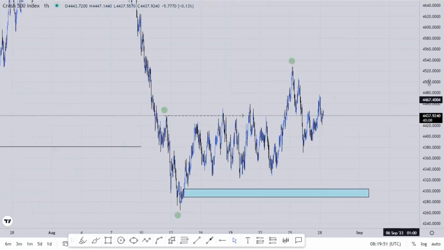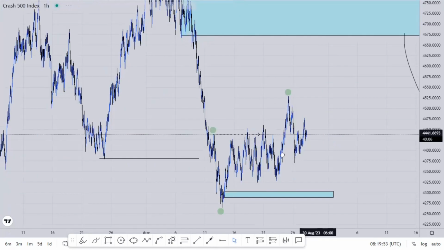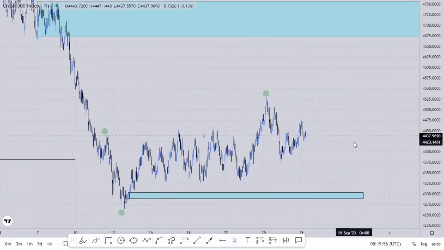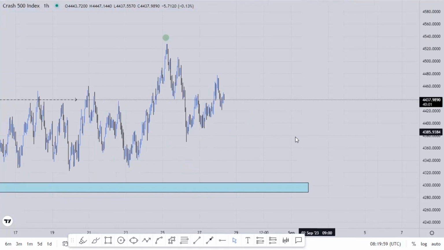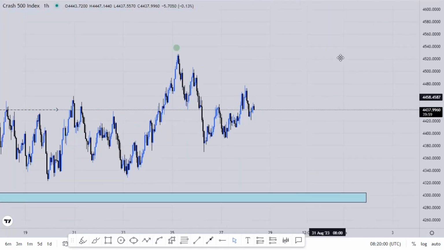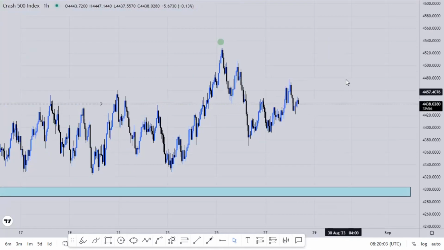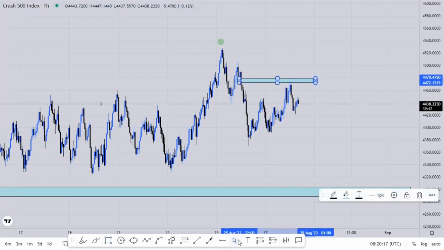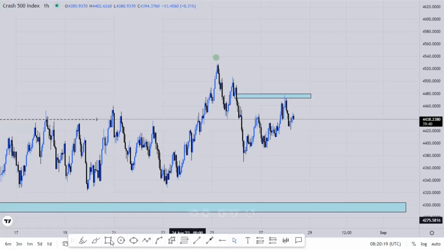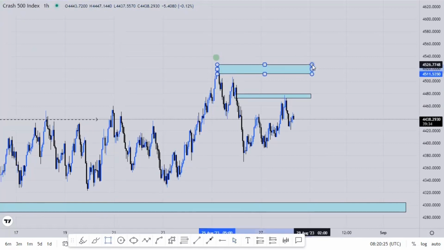So if you notice the structure of both these two, it's almost similar. What is happening on Crash 500 and what we just analyzed now on VIX 75, almost a similar case scenario. And also, the good thing about this, it tapped into a fair value gap there as well. Is there any supply there? There's also a supply there.